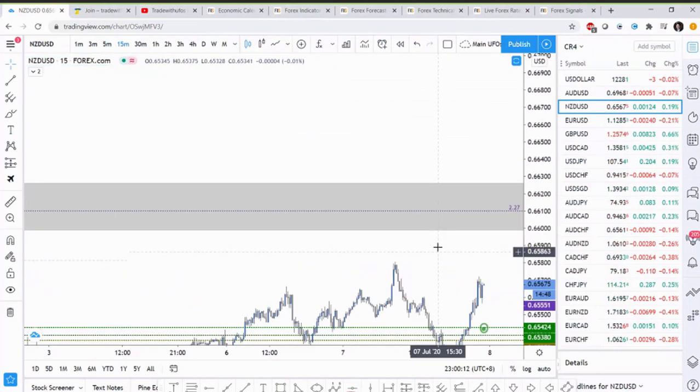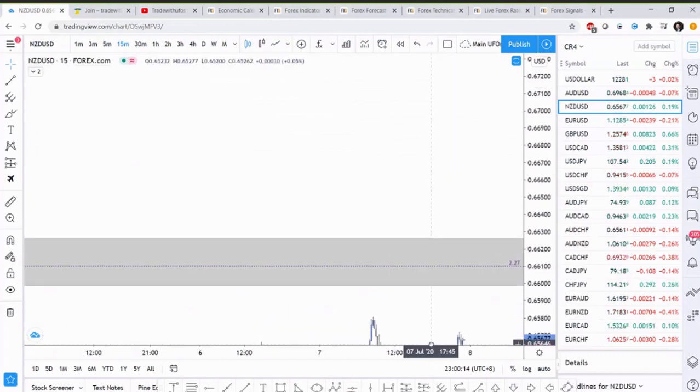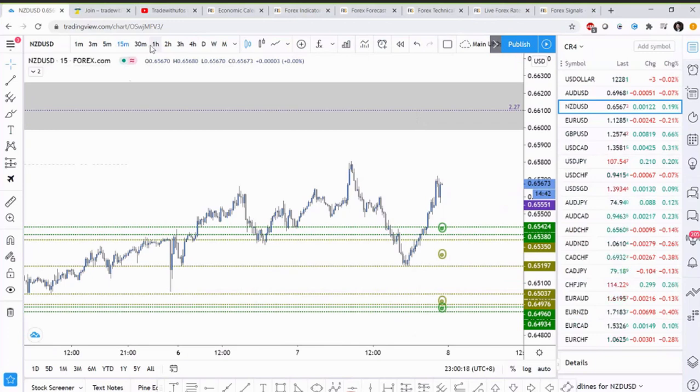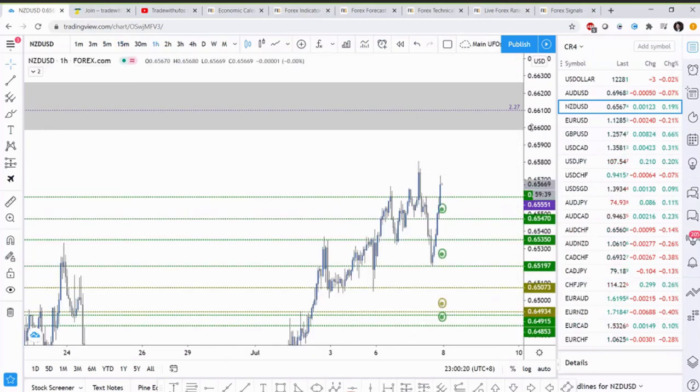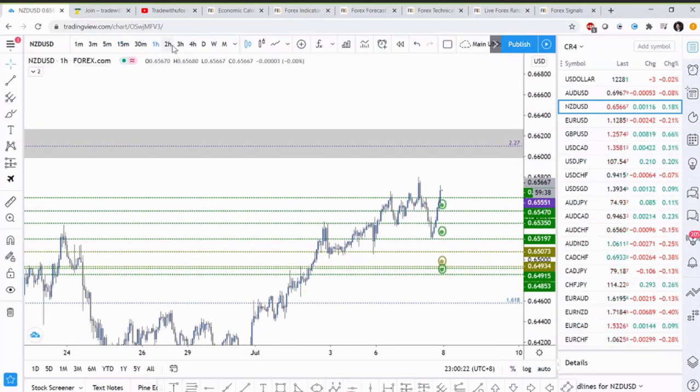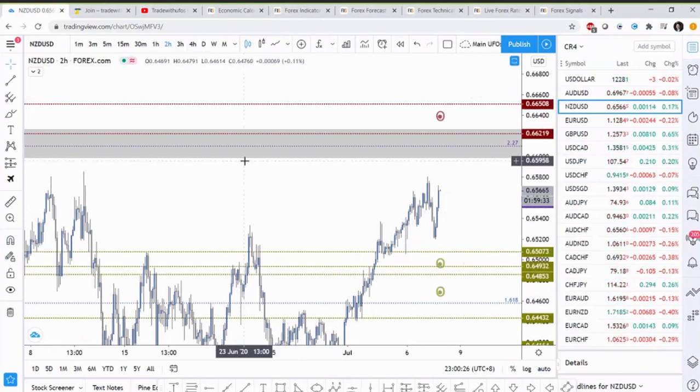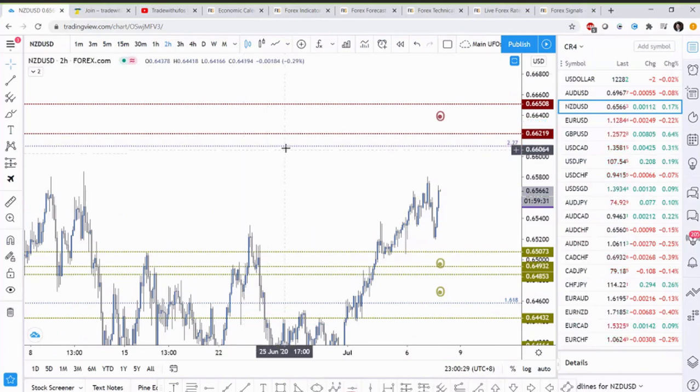Okay, so let me just see here if I've got, okay, I don't have any showing up here. Let me just go to a different time frame just so you can see what they look like. Okay, there's one up there. And again, let me just remove some of these other lines so that we don't.